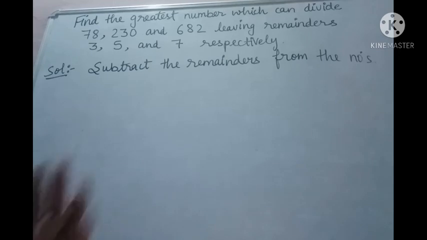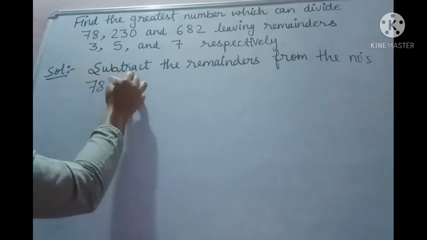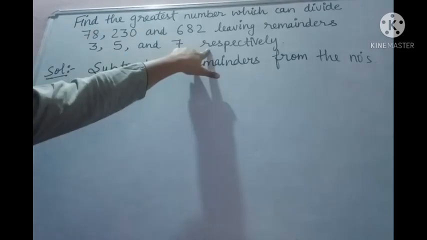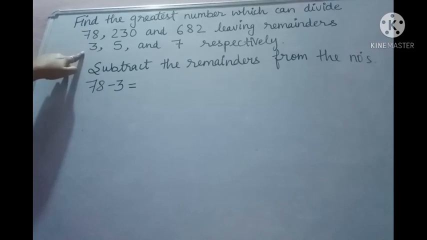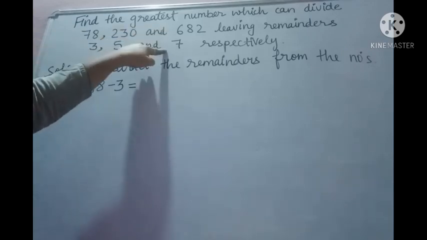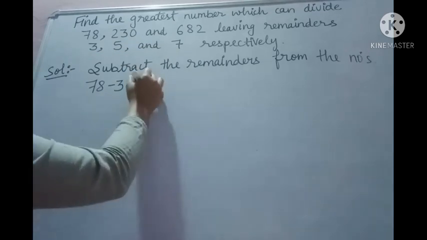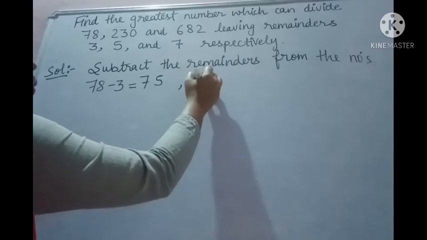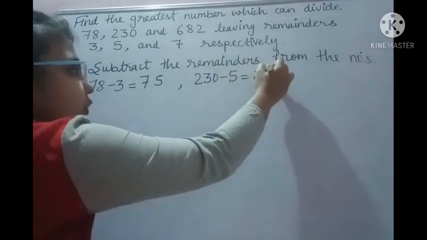Okay, so how will we subtract it? Just say 78 will get subtracted with 3 only, because when you see this word "respectively", you must know that from 78 you subtract 3, from 230 you subtract 5, and from 682 you subtract 7. Just remember this thing. So 78 minus 3 will give you 75. Similarly, 230 minus 5 will give you 225.